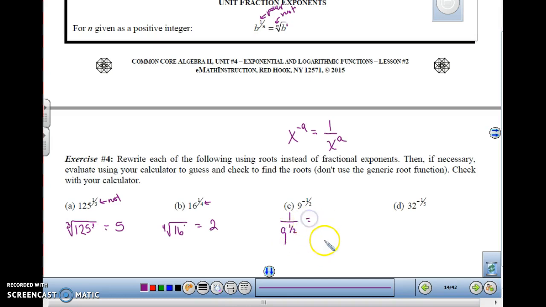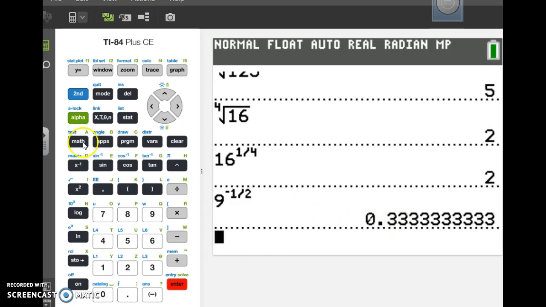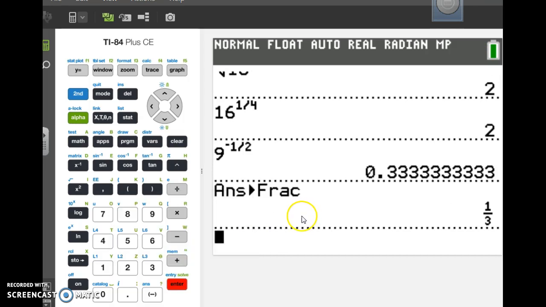Now, what did we say 9 to the 1/2 is equivalent to? It's the square root of 9. So it's 1 over the square root of 9, which would be 1 over 3. All right, and then you can do 9 to the negative 1/2 in your calculator. 9 raised to the negative 1/2 is 0.333, but if we hit math, enter, enter, it is 1/3.